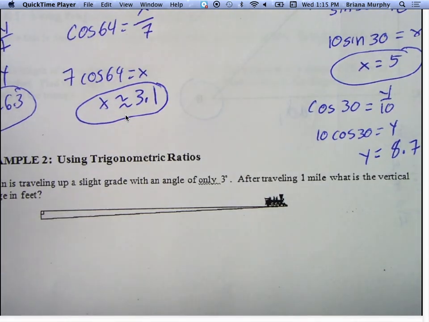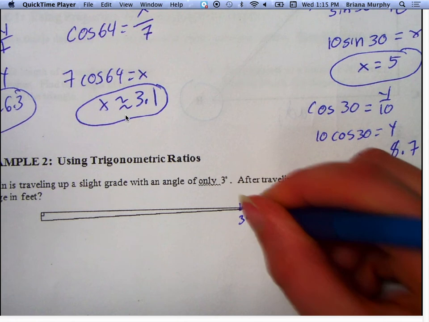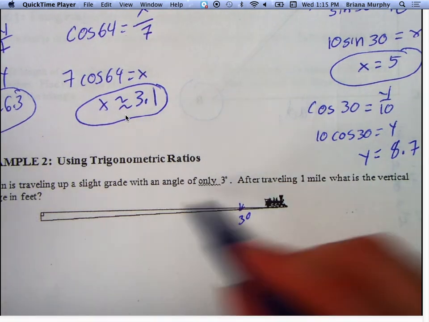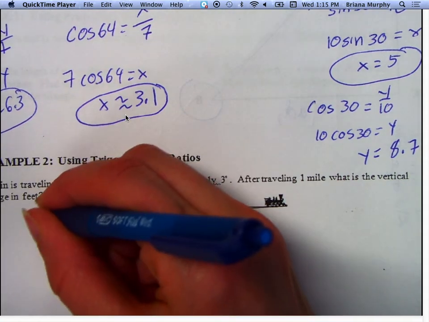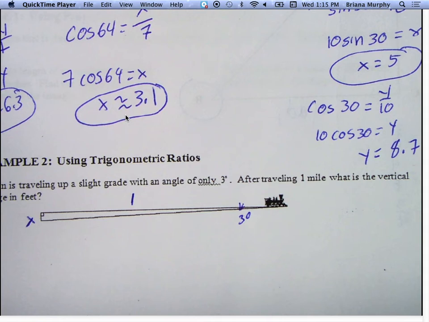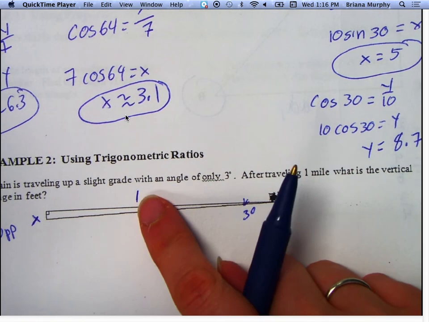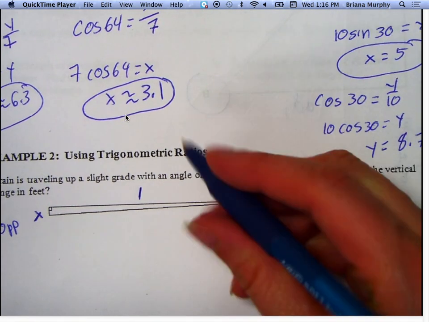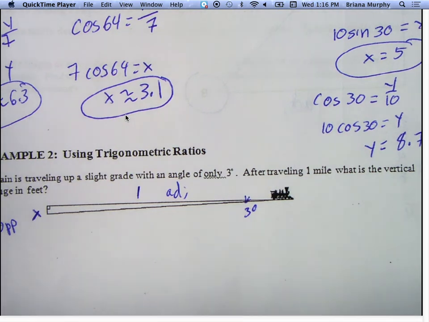A train is traveling up a slight grade with an angle of only 3 degrees. This is 3 degrees right here. After traveling 1 mile, what is the vertical change in feet? So, the vertical change is my opposite. The 1 is my adjacent. So what do I need? Sine, cosine, or tangent to figure this out?